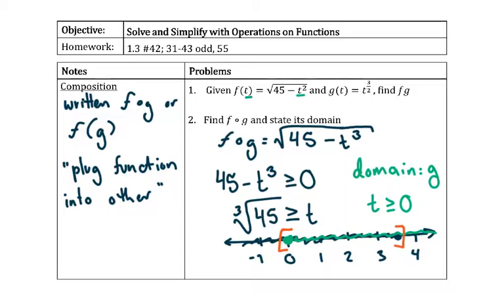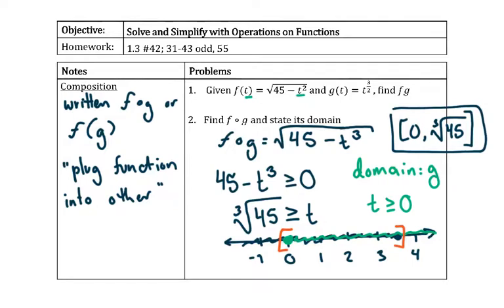So you can write that in interval notation to say that the domain goes from 0, closed because we're including 0, to the cube root of 45, which we're also including. And that's the domain of f of g.